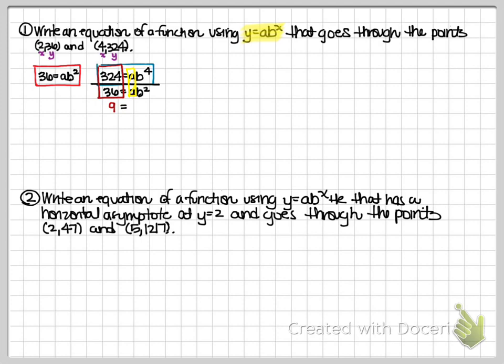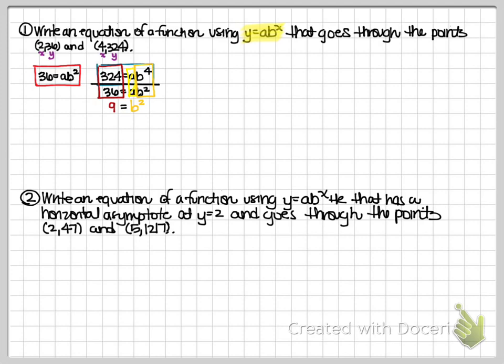Then I would take a look at the ones next to it with the b's. So I have my b to the 4th divided by my b squared. Well, going back to the properties that we talked about last class, if you're dividing and the bases of the exponential are the same, you subtract. So I would do 4 minus 2. Okay, so now I would just solve.